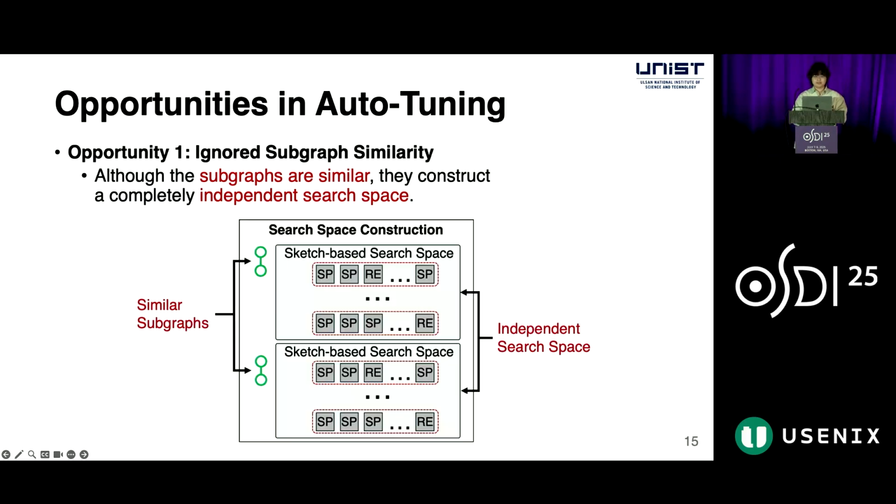But currently, the search spaces are treated as completely separate. Each one gets explored independently, even if they are almost the same. If we leverage the similarity of search spaces, we will be able to explore them much more efficiently.